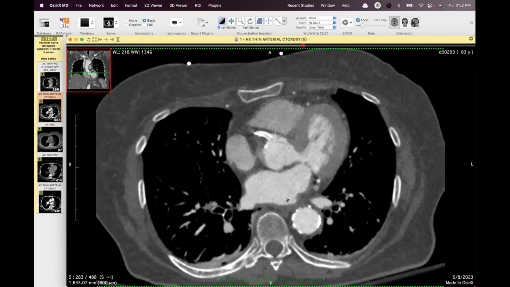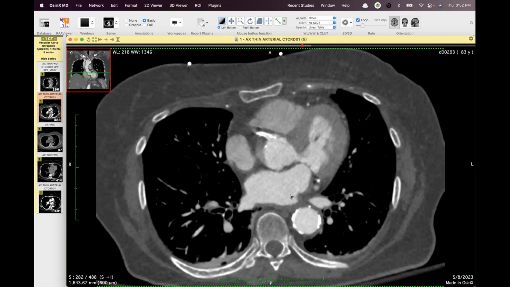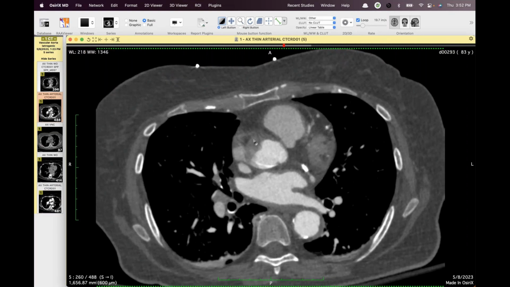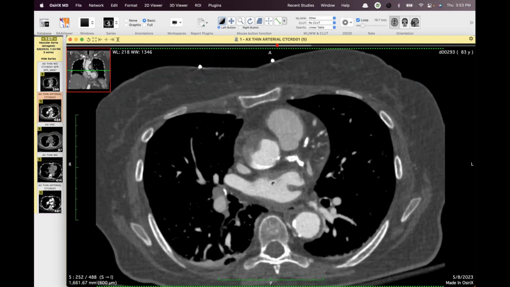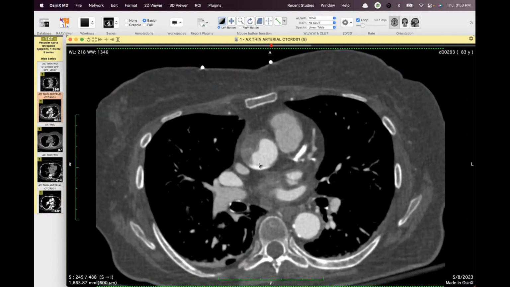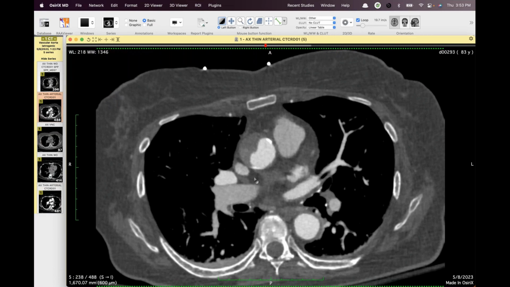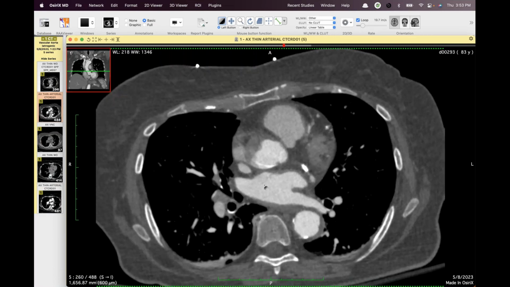So you can see they placed a stent in the right coronary artery there. They may have done some work on the left side too. A couple of things that are interesting about this. You can see there's contrast in the aortic wall. So it looks like it's either an intramural hematoma or some sort of dissection flap that's just not opacified.